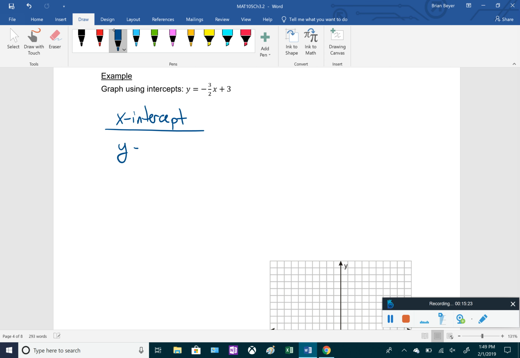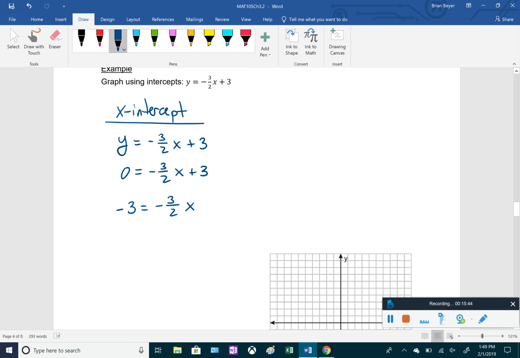So x-intercept means that the y is 0. So plug a 0 into y. And solving this for x, we need to subtract 3 on both sides. So we're going to get negative 3 equals negative 3 halves x. So next, what we're going to want to do here, a little bit trickier with these ones, you could think of it as dividing both sides by negative 3 over 2 to solve for x.